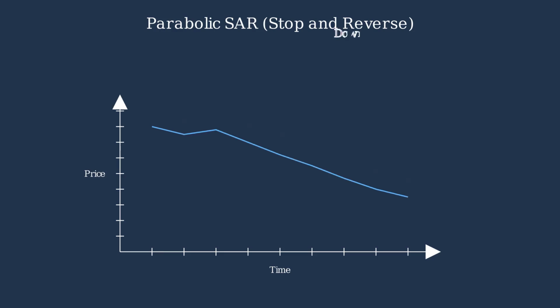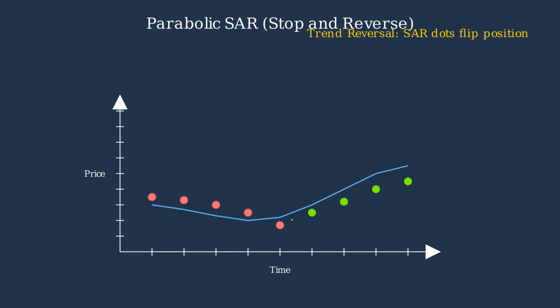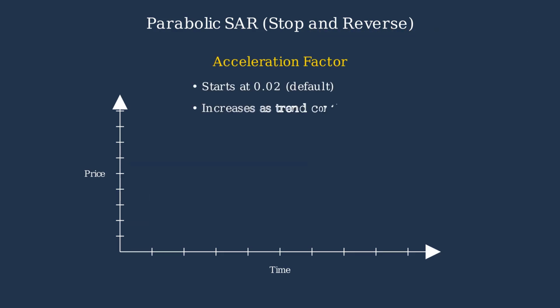Conversely, when the dots appear above the price, it indicates a downtrend. This is interpreted as a bearish signal. A key feature of the parabolic SAR is how it signals trend reversals. When the price crosses the SAR dots, the dots flip to the opposite side of the price, indicating a potential trend change. The parabolic SAR uses an acceleration factor that determines how closely the indicator follows price.